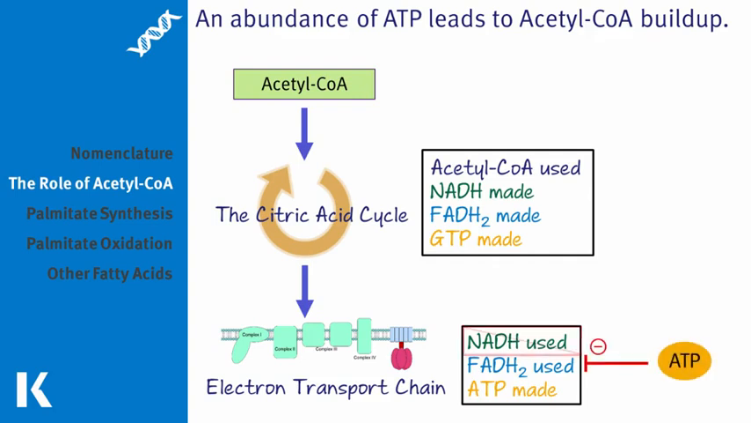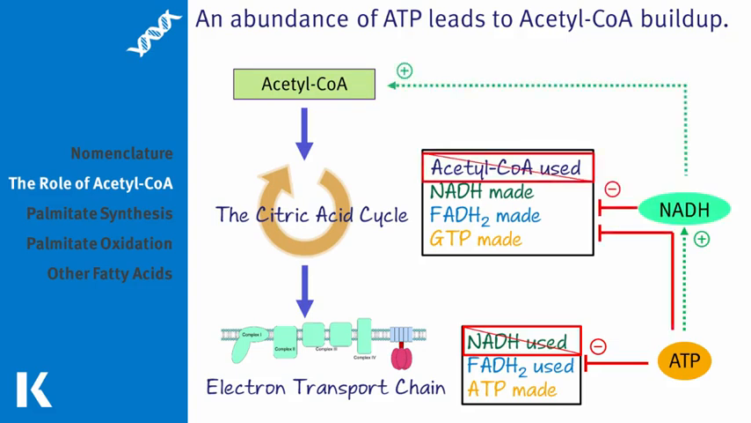When the energy needs of the cell are met and ATP is high, the electron transport chain is inhibited. This reduces the amount of NADH used, leading to a buildup of it. High levels of NADH and ATP inhibit the citric acid cycle, which of course will then limit the use of acetyl-CoA and cause a buildup of it in the mitochondria.